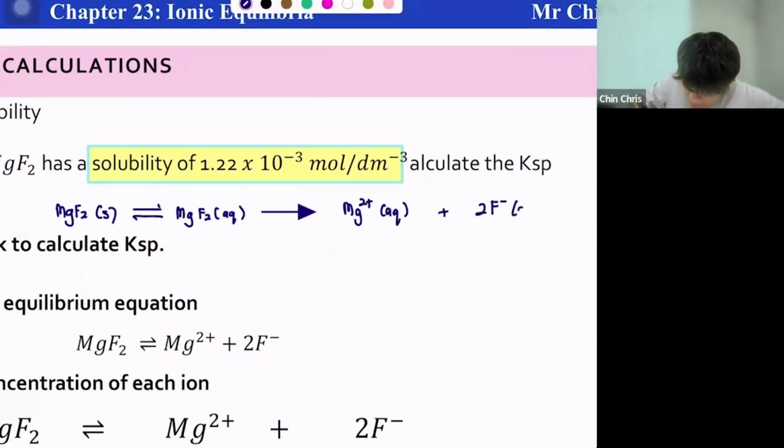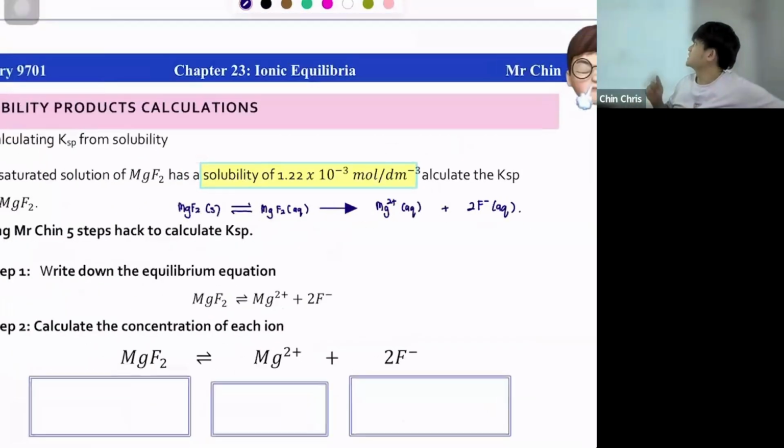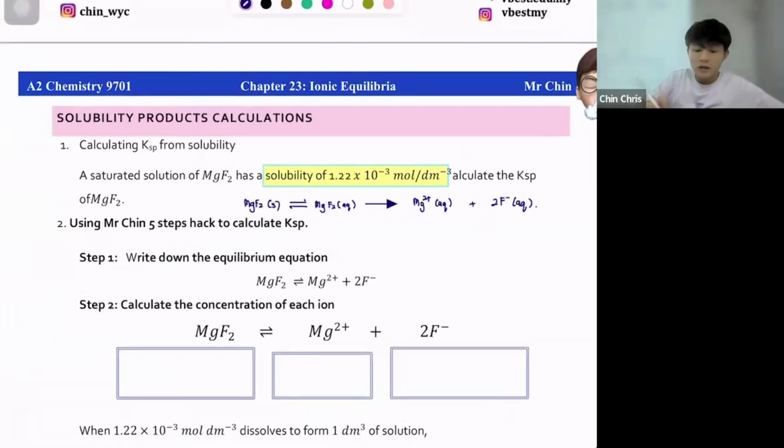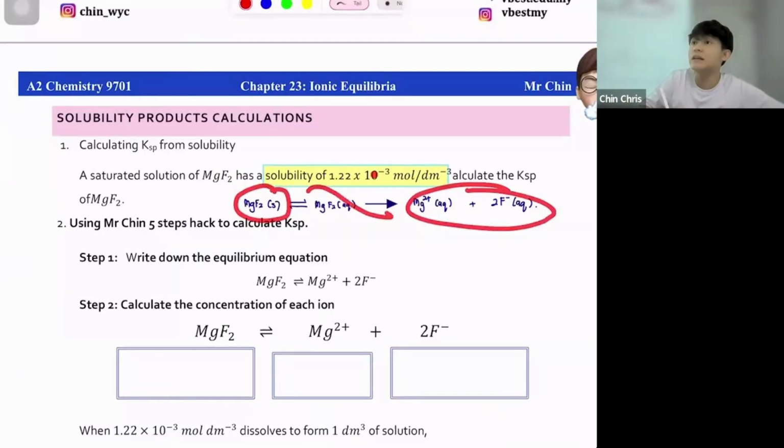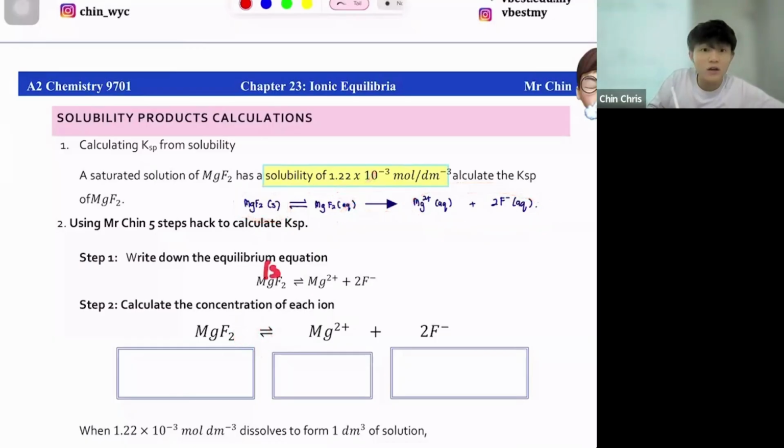2F minus. Understand? Clear? So this is the entire equation. Your Ksp, usually they just take this and this. They never include your MgF2 aqueous. Guys, for your info, this is not MgF2 aqueous. What is written in front? It's a solid, not an aqueous. Aqueous is always skipped or already represented by this equation.